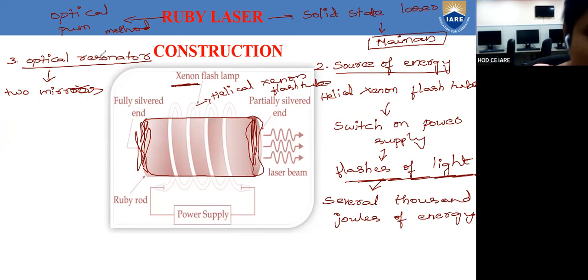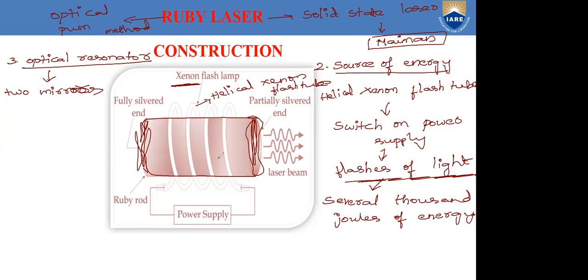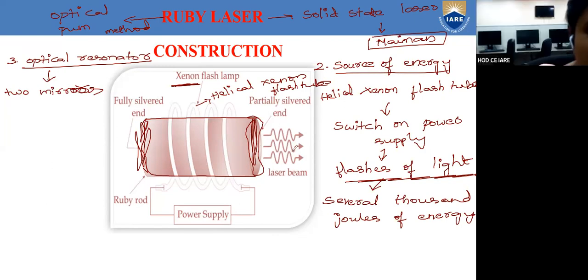And the third one is the optical resonator, where I should have two mirrors. Here, the end faces of this ruby rod are silver painted and polished in such a way that one end is fully reflecting and the other end is partially reflecting. And once we get laser light, from which end will we get our laser output? From the partial reflector. So this is about the construction.